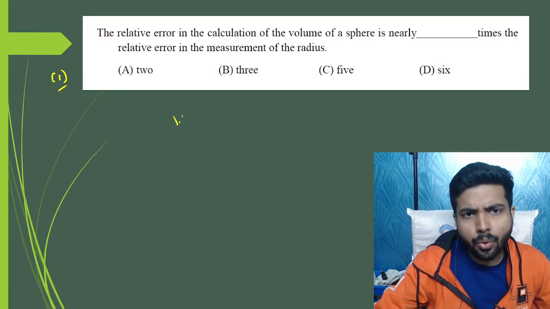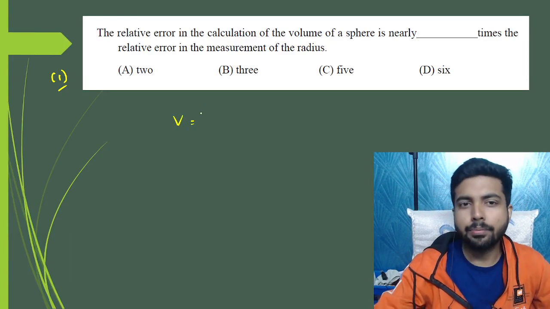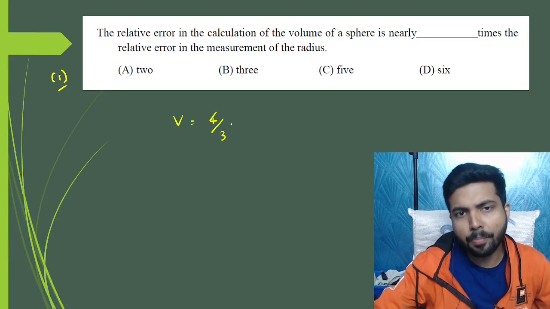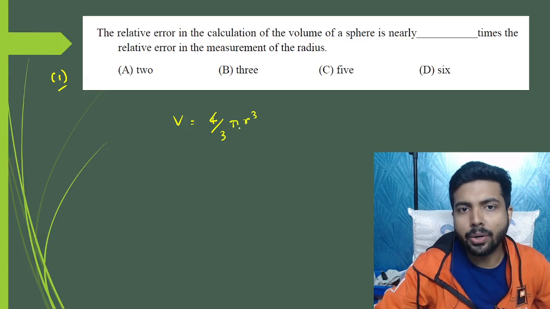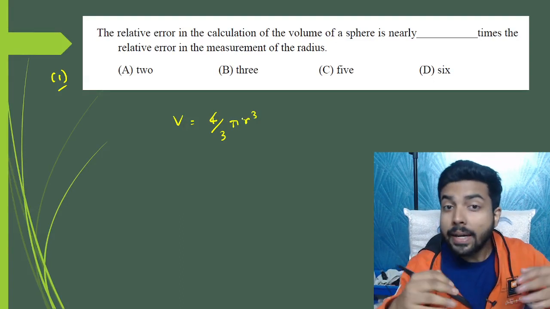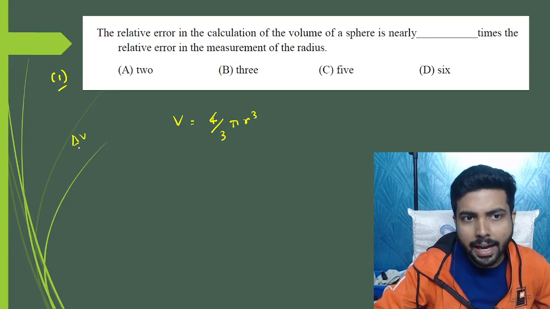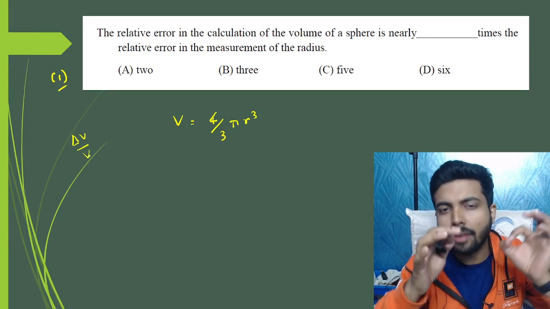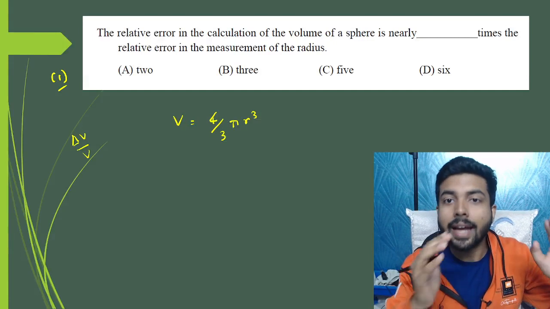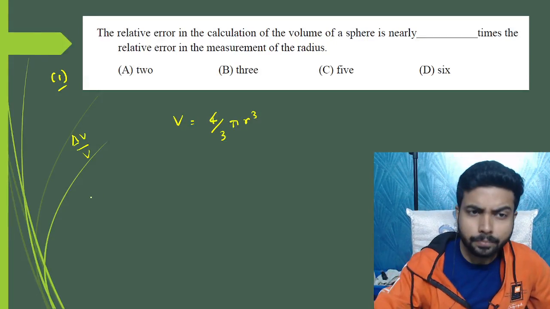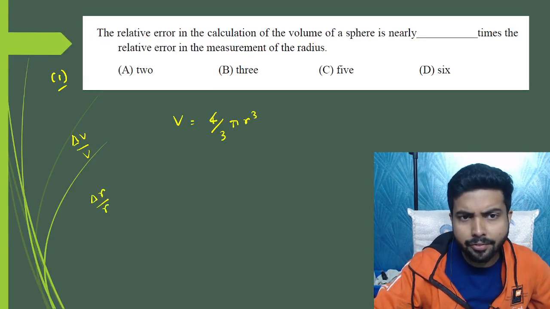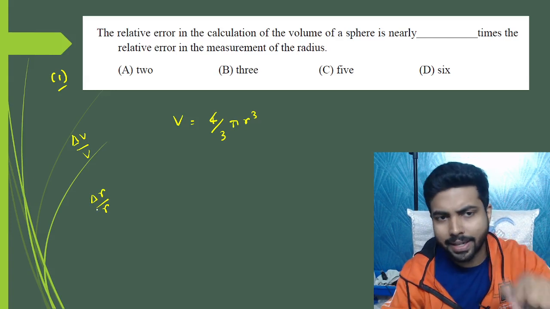So let's see, you know what is the volume of the sphere in terms of radius? If I say it's 4/3 pi into r cube. Now relative error का मतलब क्या होता है? What is meant by relative error? Relative error in calculation of volume का मतलब होता है delta v by v. इसको हम बोलते हैं relative error in the calculation of volume. And this is the relative error in the calculation of radius, delta r by r.